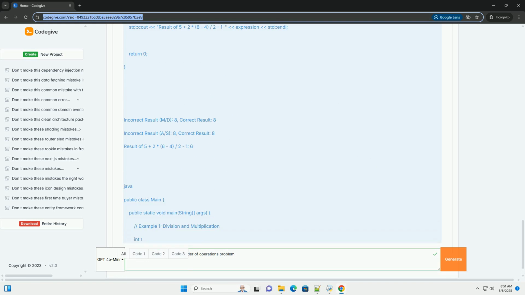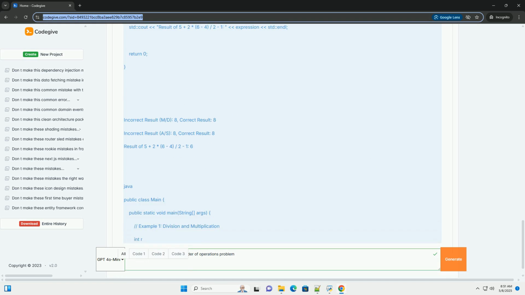Example 2, addition and subtraction. Consider this expression: 10 - 4 + 2. Incorrectly, someone might think addition always goes first. 4 + 2 equals 6, 10 - 6 equals 4. The right approach follows the left to right rule. 10 - 4 equals 6, 6 + 2 equals 8. The correct result is 8.